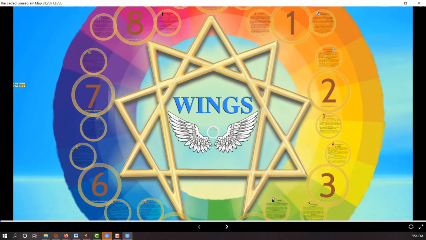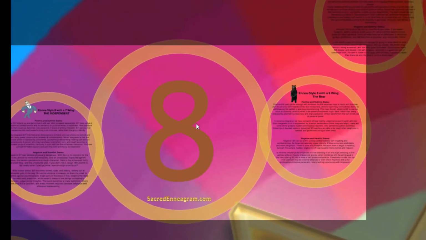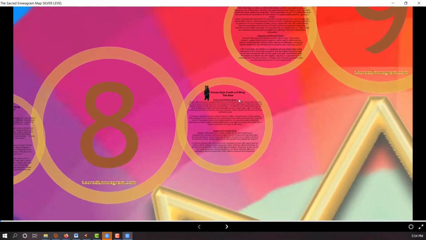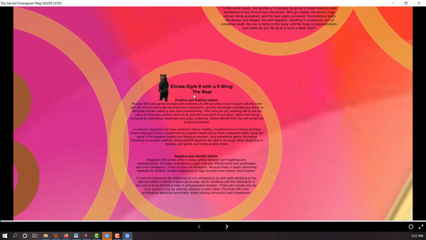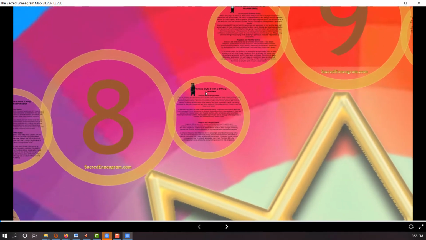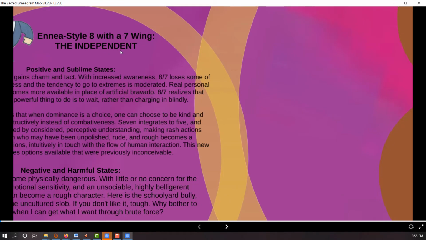Now, the points on both sides of the Enneagram style or Enneagram type are called wings. So if we have a look over here at Enneagram type 8, on both sides here and over here are called the wings, and they affect the ways you exhibit the characteristics of your Enneagram type or style. So many individuals connect a lot more to one wing than the other. So for Enneagram type 8 person, they might connect more to Enneagram style 8 with a 9 wing, which is called the bear. So the 9 wing is on the right hand side here, whereas the 7 wing is on the left hand side here.